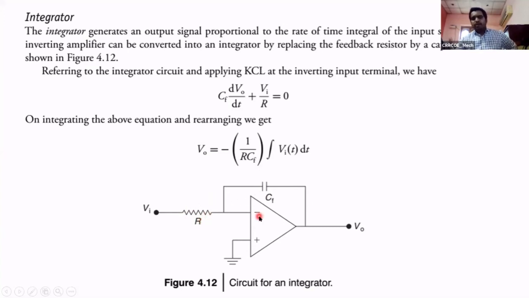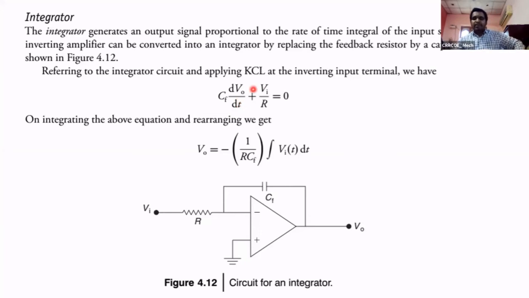The input is given to the negative terminal, that is inverting type. Positive is grounded, you know that, in an inverting op amp. Now we see the same equation, I1 is equal to I2, here Cf dV0 by dt plus Vi by R. The only difference is, in the previous case, what are we differentiating? We are differentiating Vi, the input voltage. Now in this circuit, we are differentiating the output voltage with respect to time.